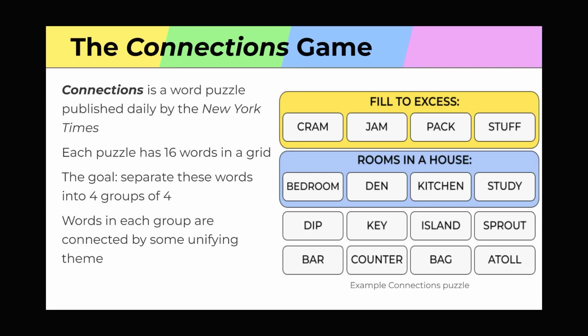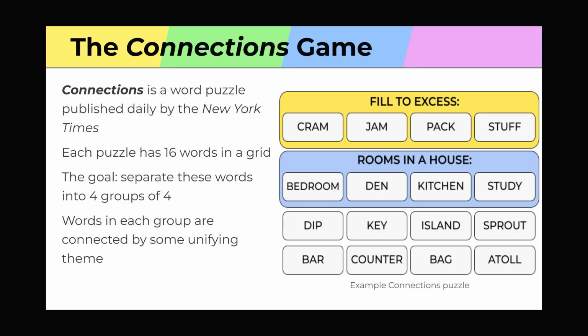So Connections is a word puzzle that's published daily by the New York Times on their website. Each puzzle consists of 16 words in a grid. Your goal as a player is to separate these 16 words into 4 groups of 4, where all 4 words in a group are connected by some kind of unifying theme or connection.